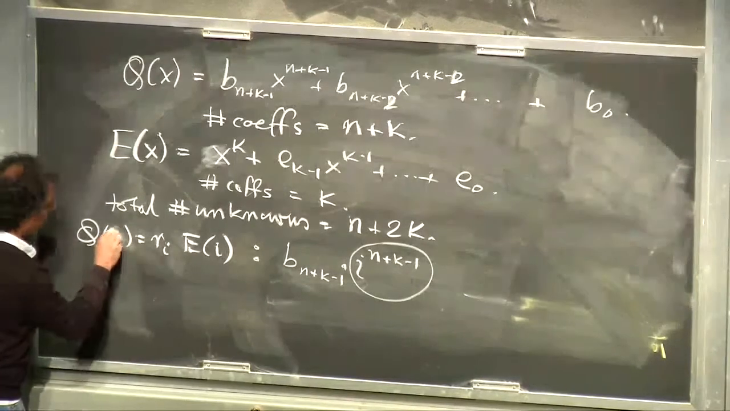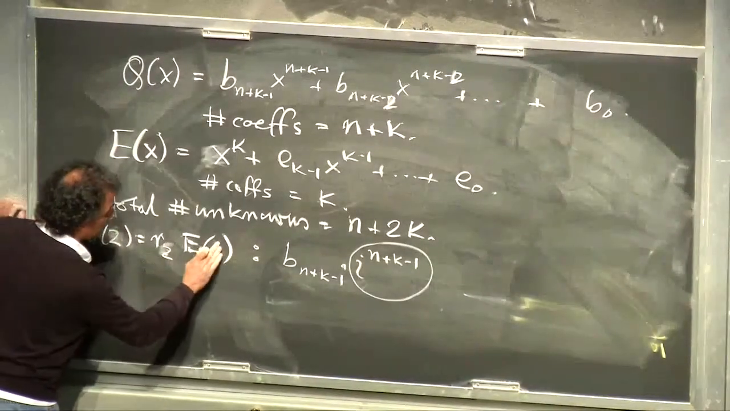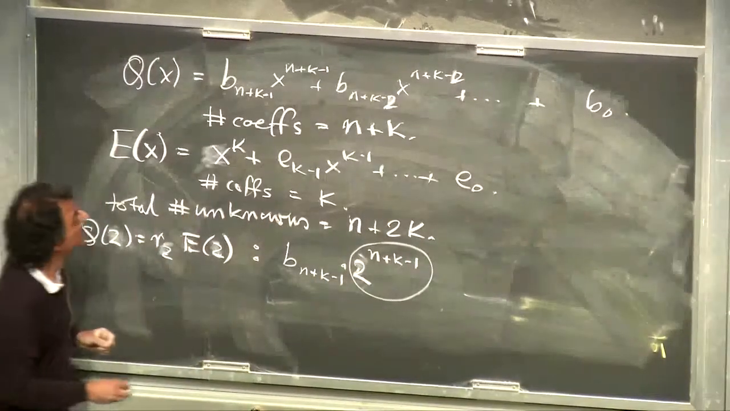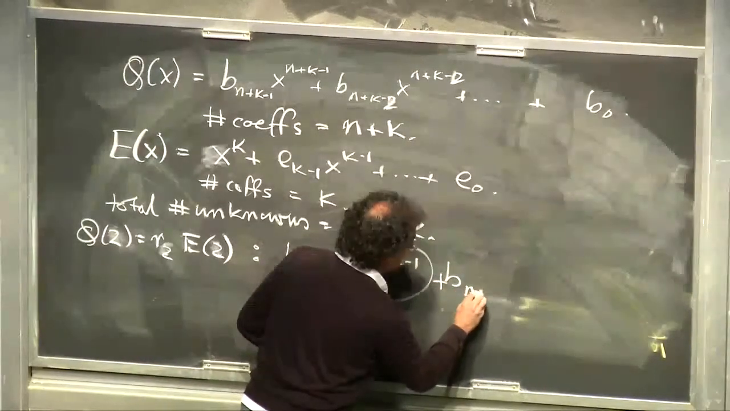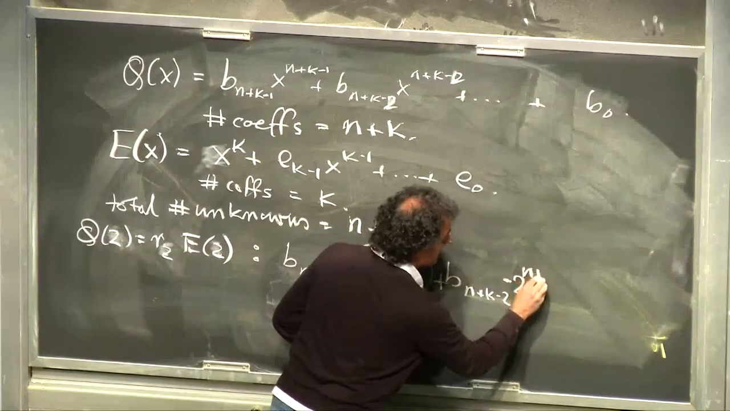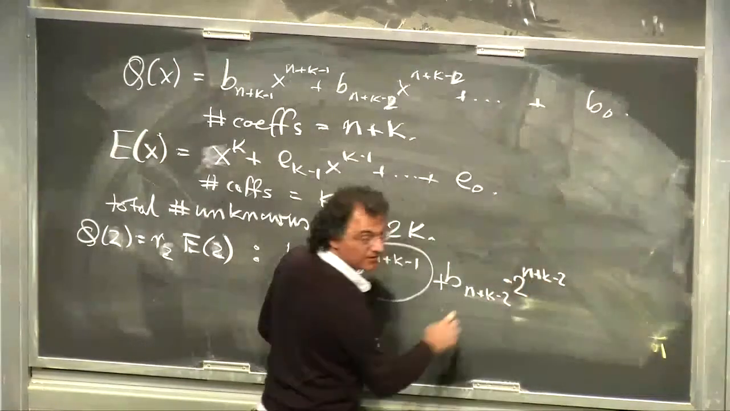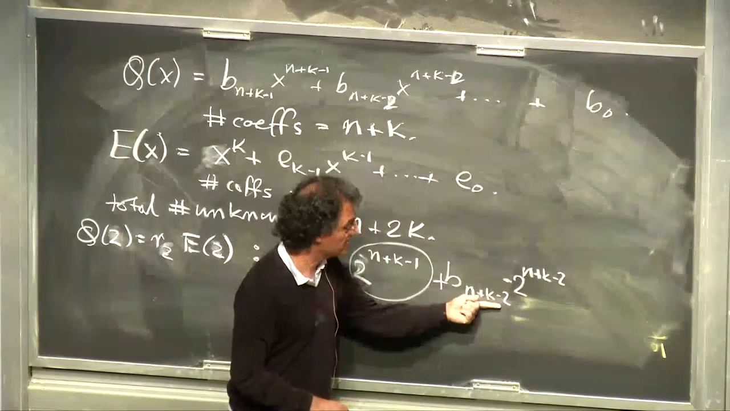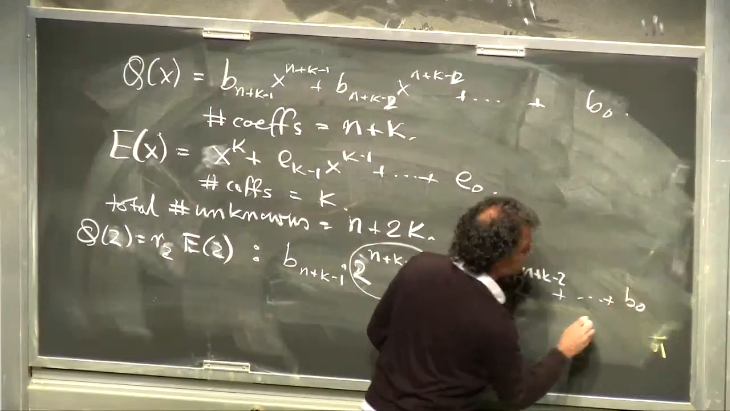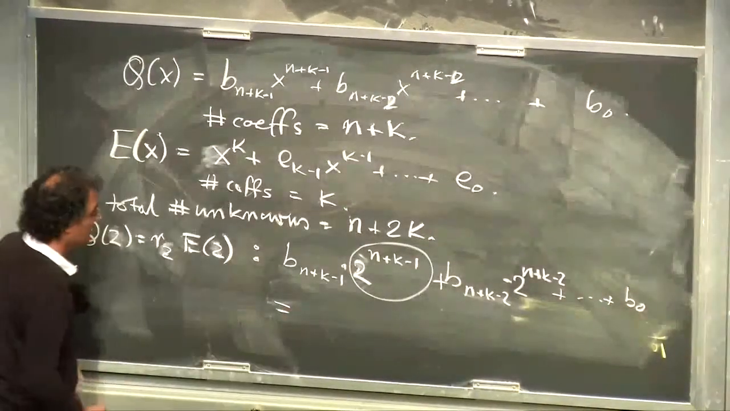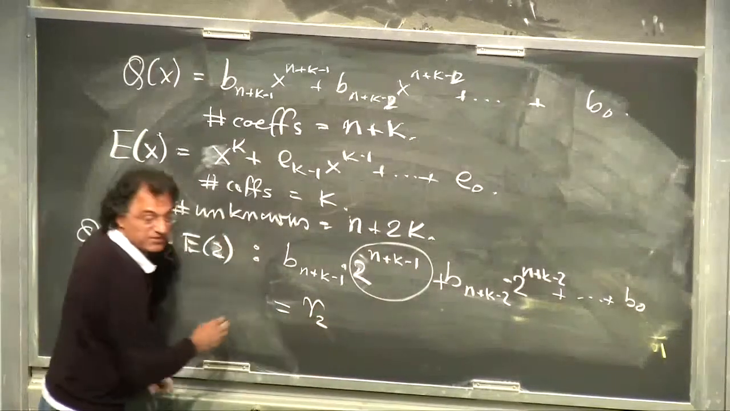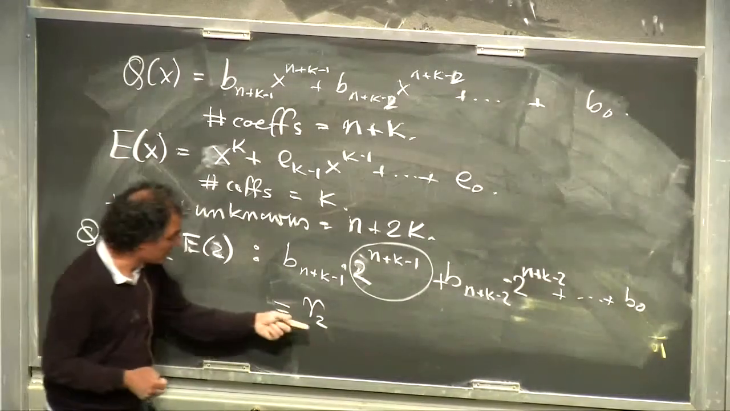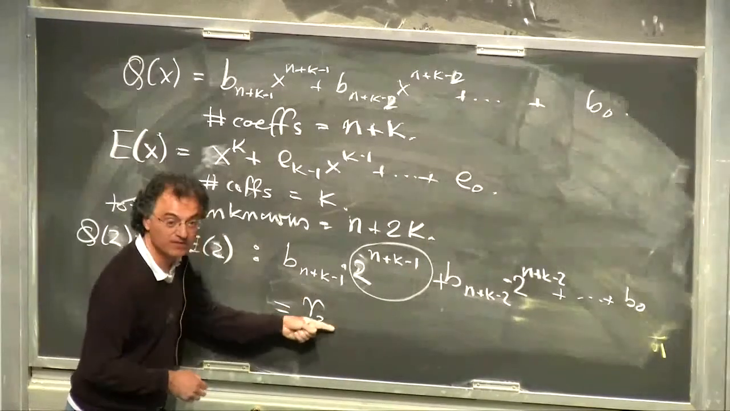So let's write Q of 2 equal to R sub 2 times E of 2. We are writing B sub n plus k minus 1 times 2 to the power of n plus k minus 1, plus B sub n plus k minus 2 times 2 to the n plus k minus 2, plus dot dot dot, plus B naught, equal to R sub 2. The 2 powers are constants, so the only unknowns are the B's. R sub 2 is a known value, something that was received by the recipient, so the recipient can substitute it in here.